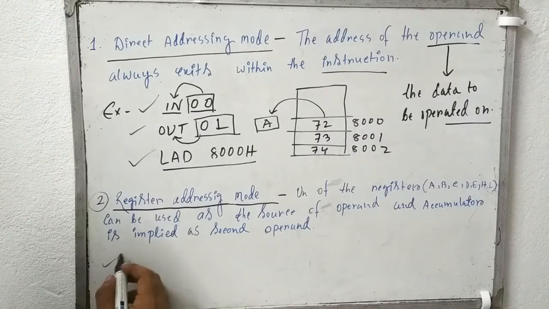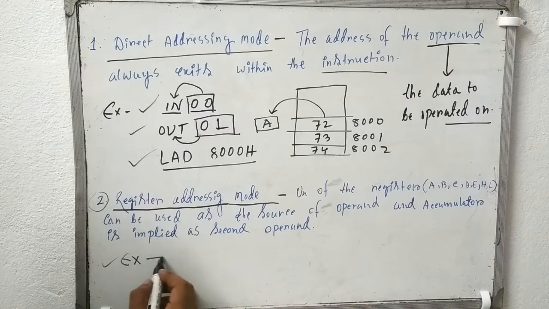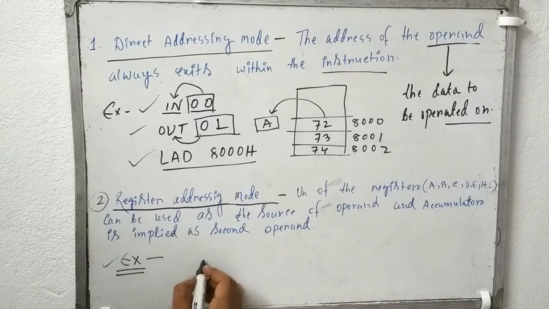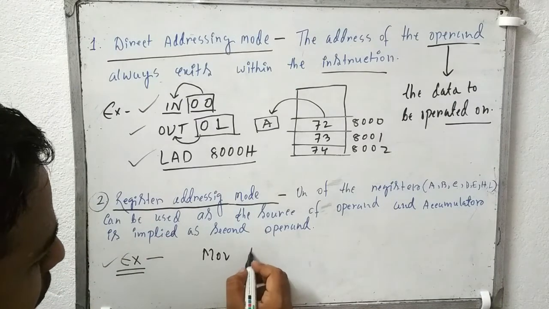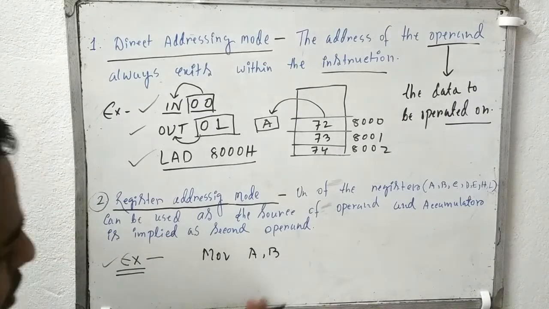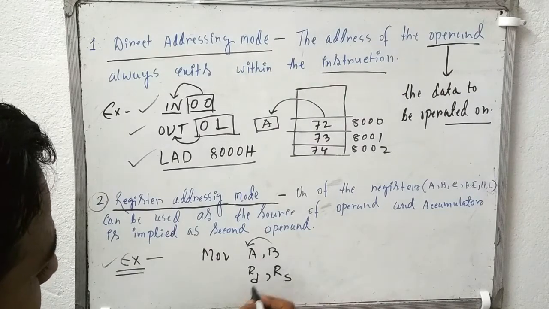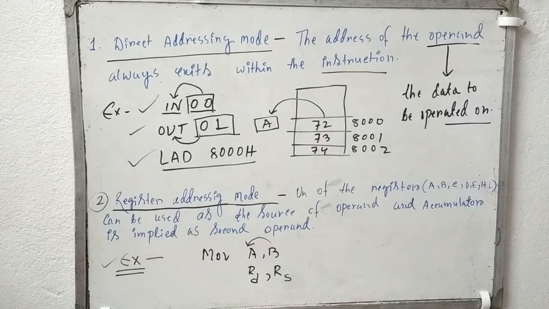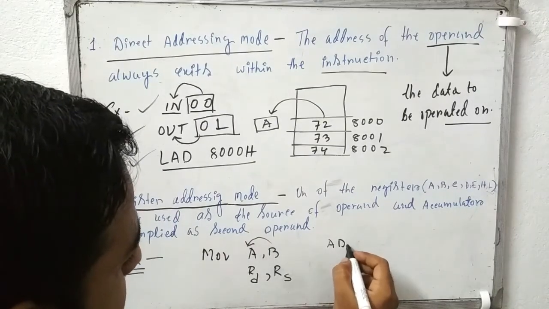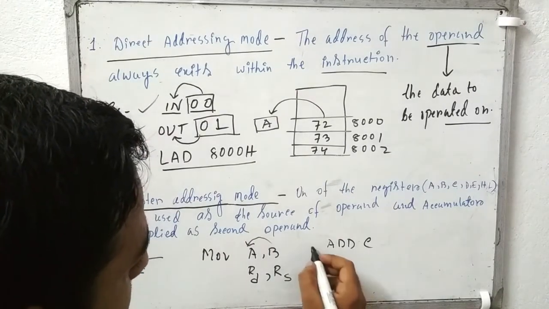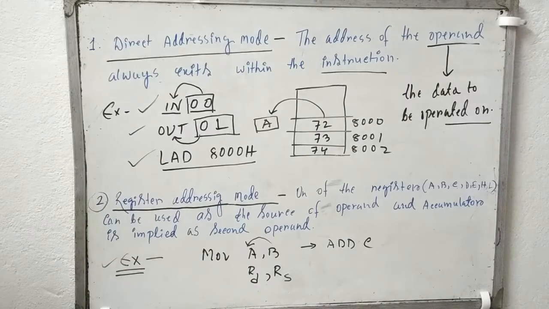You know the thing, simple one. Let's take an example. An example of register addressing mode is MOV A, B. This is the source register, and this is the destination register. This is a move instruction. Let's take another instruction, ADD C.